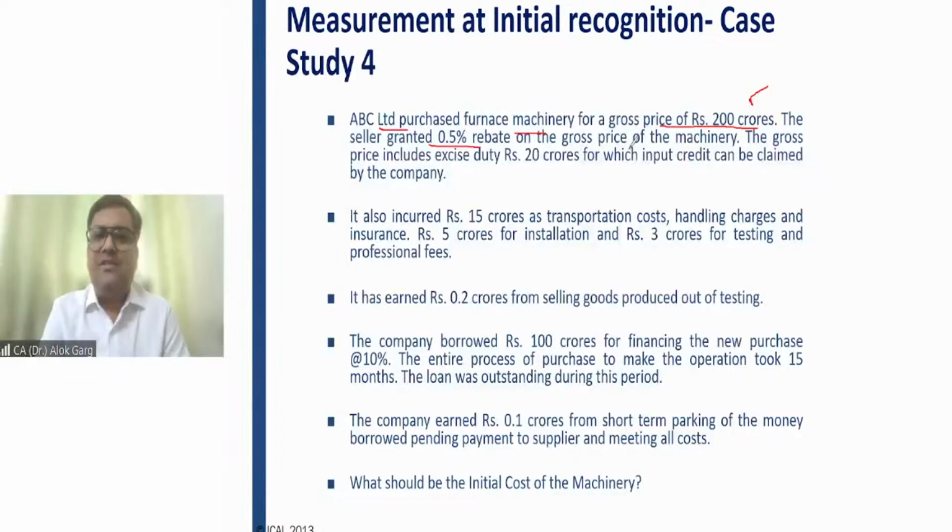The purchase price is 200 crores. There is a trade discount and rebate of 0.5%. 200 multiplied by 0.5% comes out at 1 crore, right? So 200 crore, 0.5%, 1 crore. The gross price includes excise duty of rupees 20 crore, for which input credit can be claimed by the company.